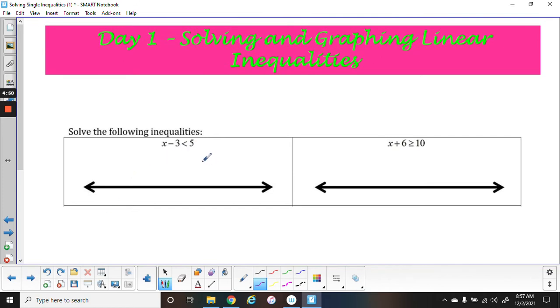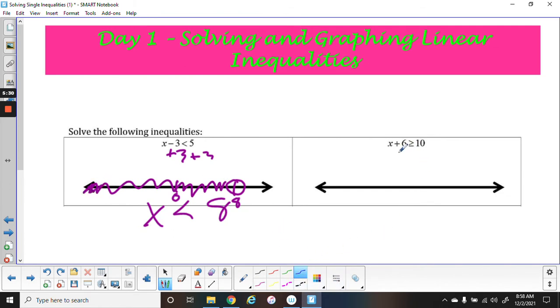So here, solve the following inequalities. We've got x minus 3 is less than 5. So we would add 3 and get x is less than 8. And then we need to draw that on our number line. Always put 0 in the middle, and then over here is 8. You don't have to do the 1, 2, 3, 4, 5, 6, 7, 8. You don't have to do that. So let's see here. It doesn't have the bar underneath, so it's going to be an open circle around 8, and we want less than 8. So we just go this way.